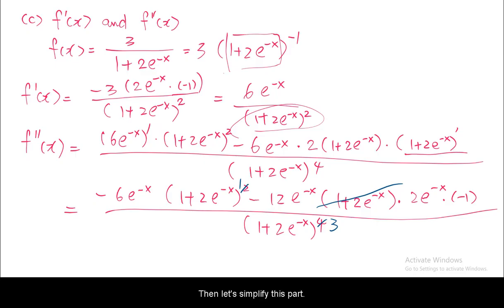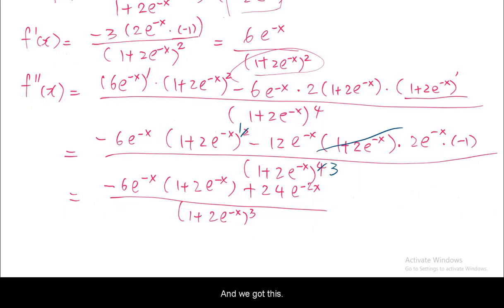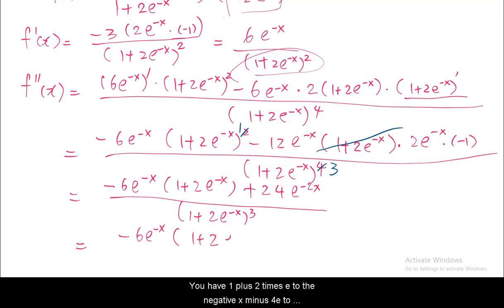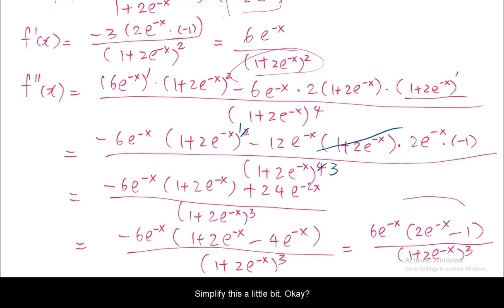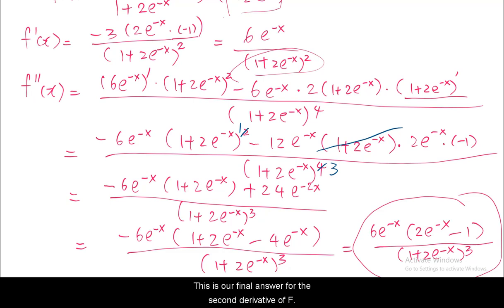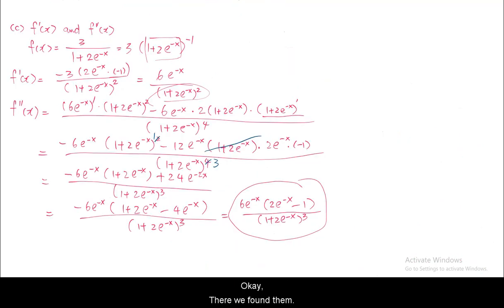So then let's simplify this part. I would like to factor out the negative 6e to the negative x. On top, you have 1 plus 2 times e to the negative x minus 4e to the negative x, all over the bottom. Almost there. Simplify this a little bit. Okay, this is our final answer for the second derivative of f. There we found them.